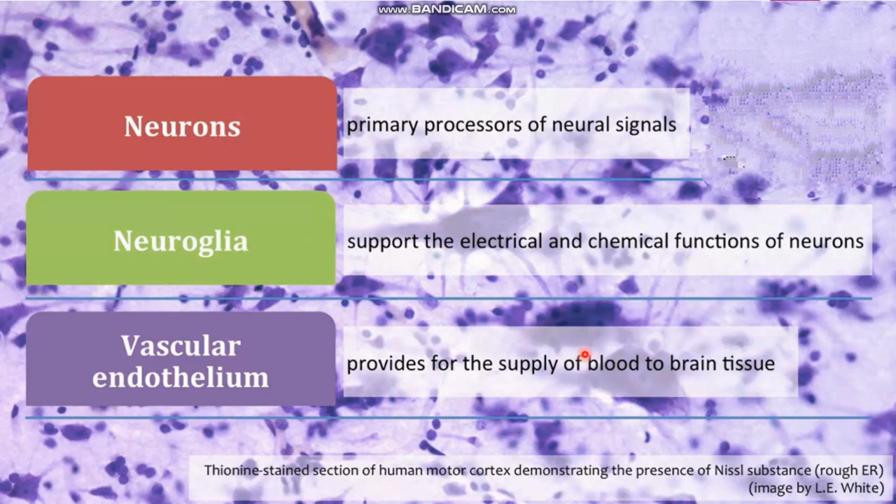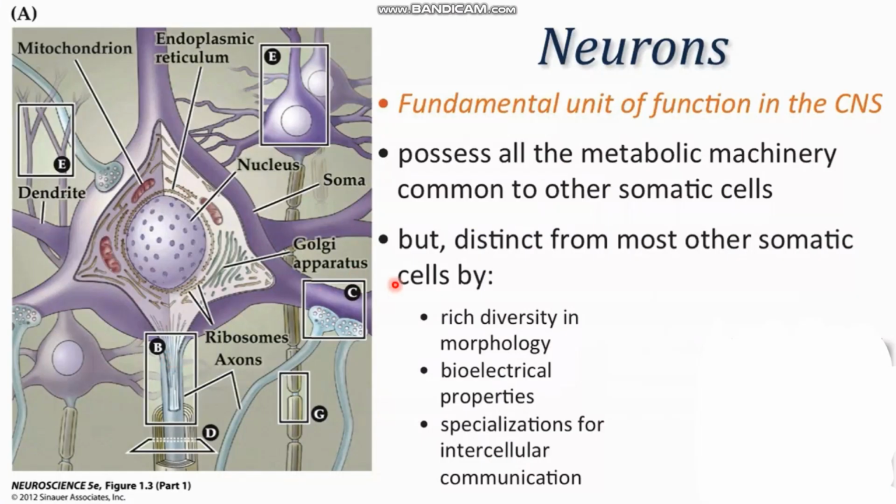The brain is very rich in blood supply. It is a highly vascular organ because it needs blood supply and nutrients. It needs oxygen and glucose, and elimination of carbon dioxide. So for the supply of blood, there will be vascular endothelium also. When you see brain tissue, you will see vascular endothelium, right? So let's look into the neuron.